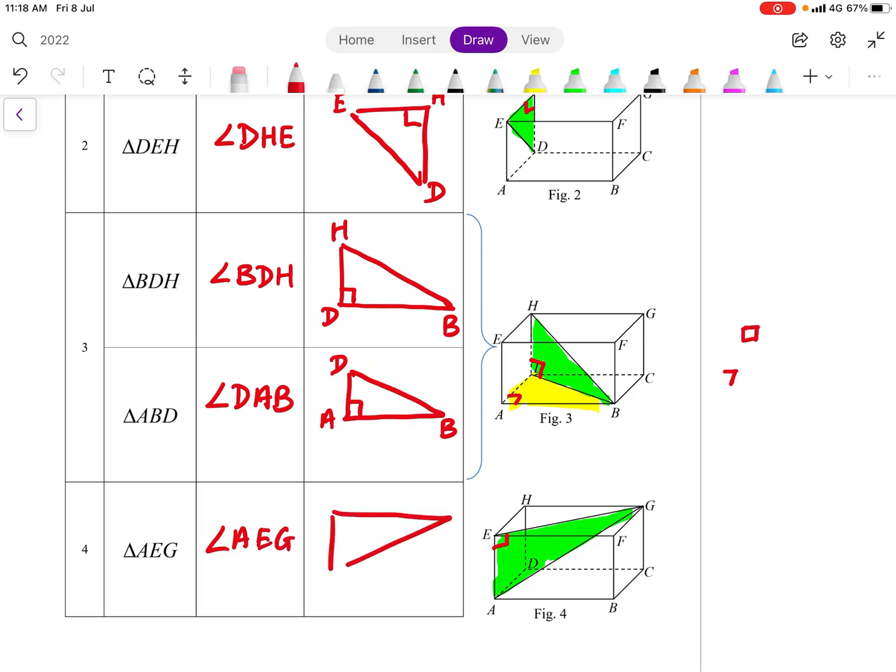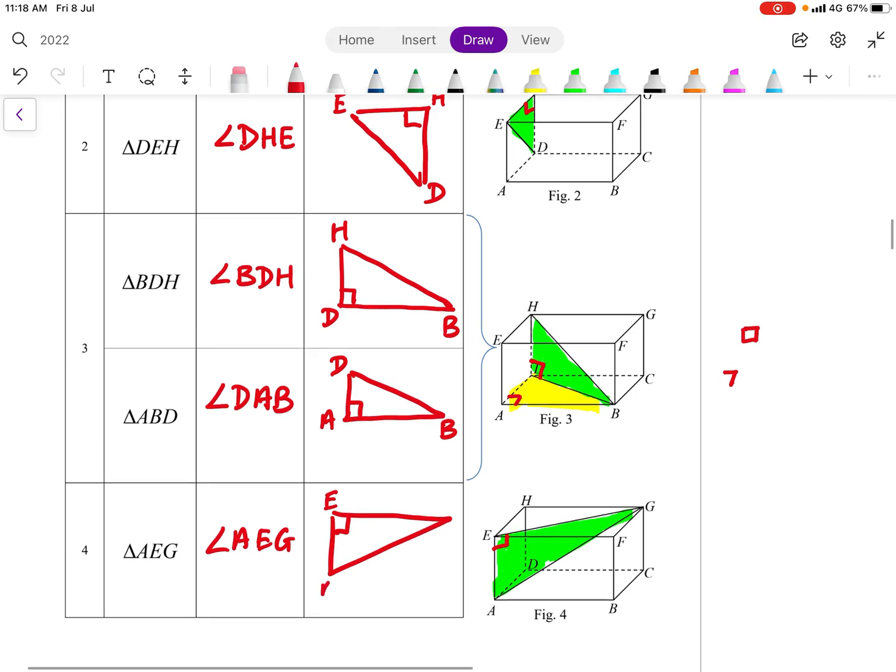Since the triangle is this way, I will draw a two-dimension diagram. E here, oh sorry, A here, then G here. AEG. If you need more time, please pause the video. If not, I'll proceed on to question 2.